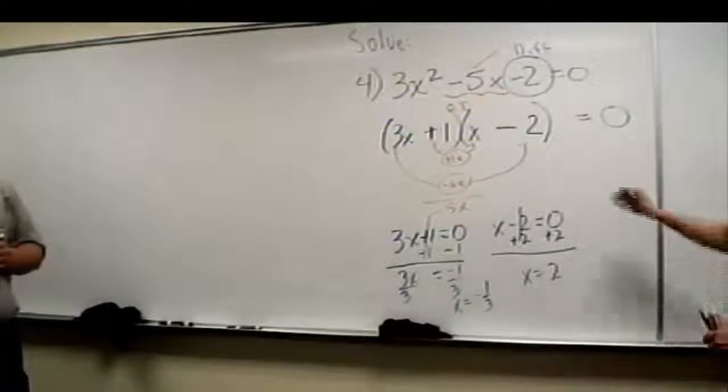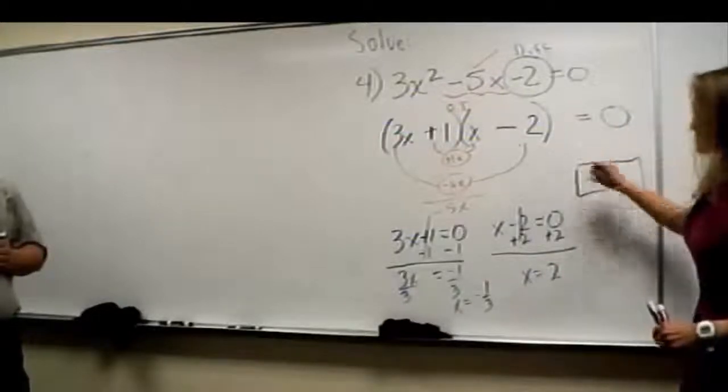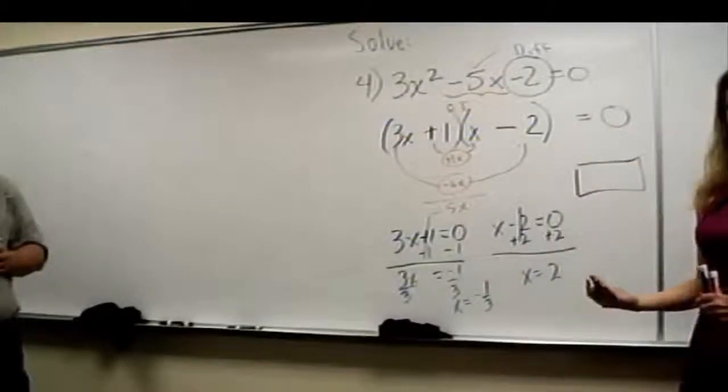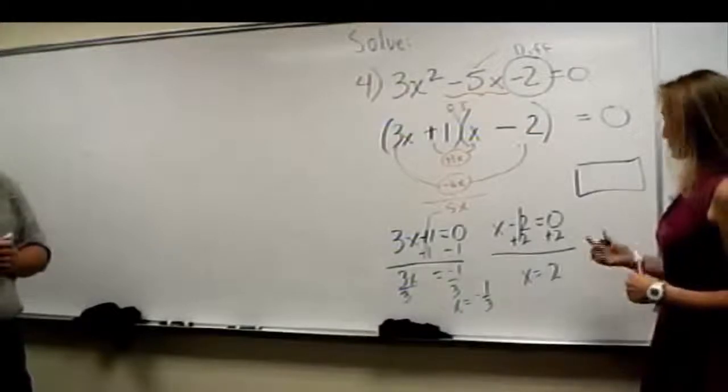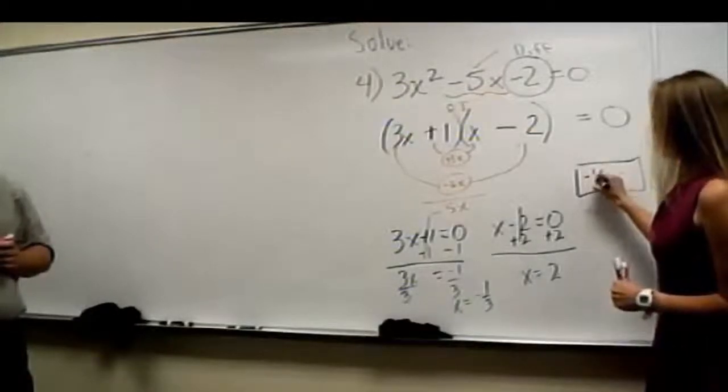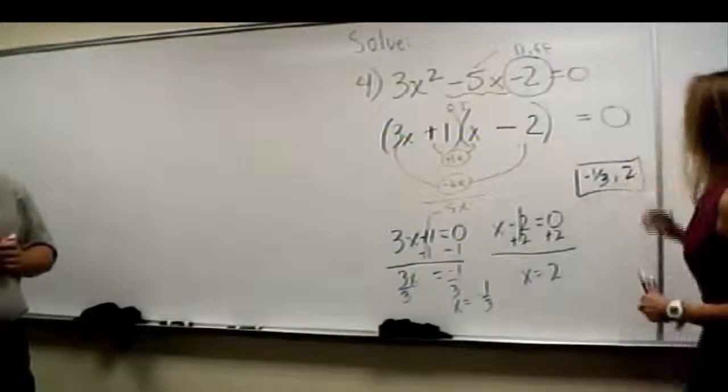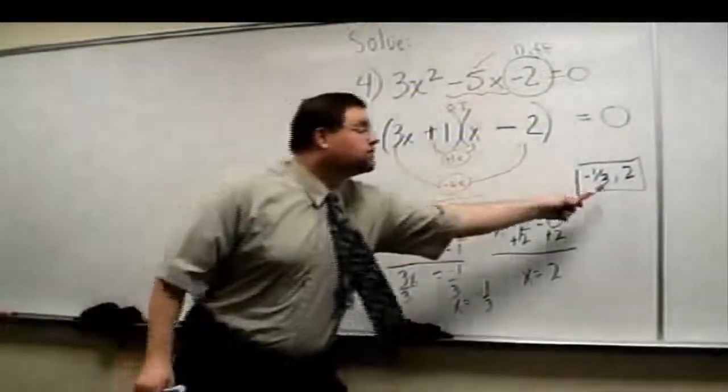In my math lab, they give you a field. They'll often say solve and separate your answers with a comma. This will be the blue instructions underneath the problem. So your answers are negative 1/3, comma 2. And please don't forget your comma.